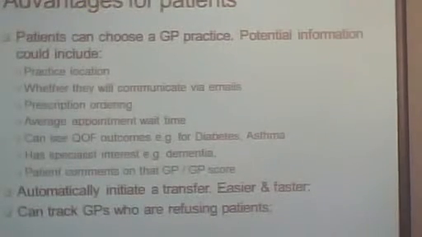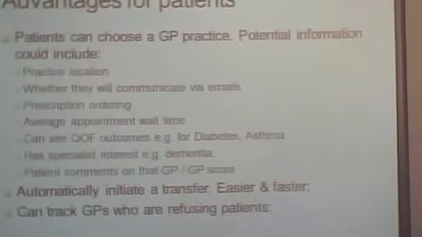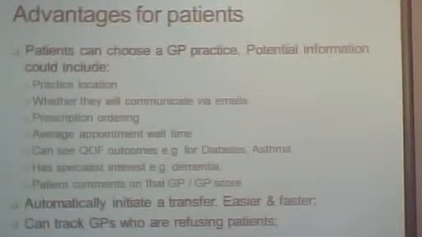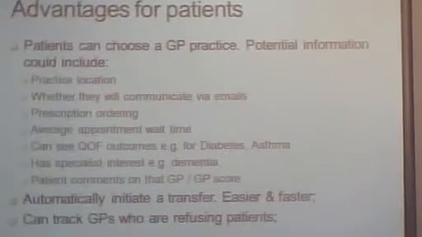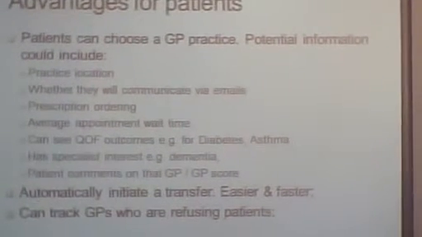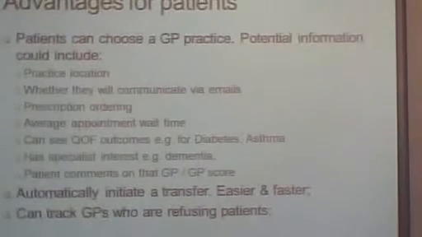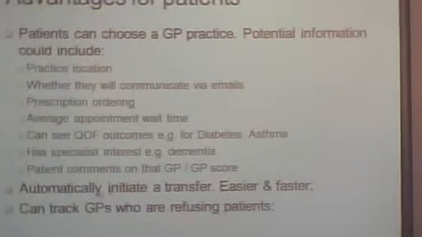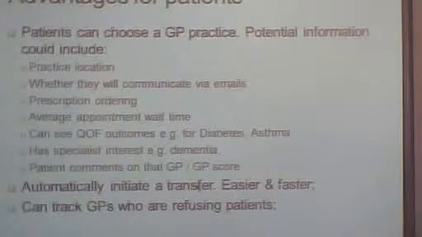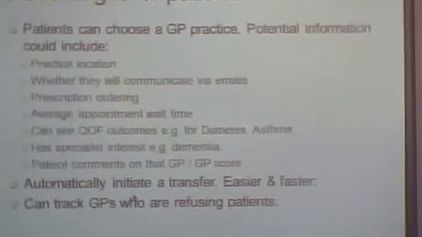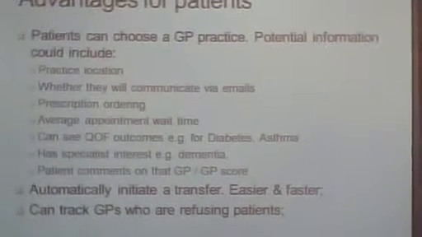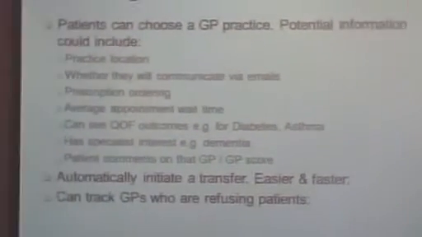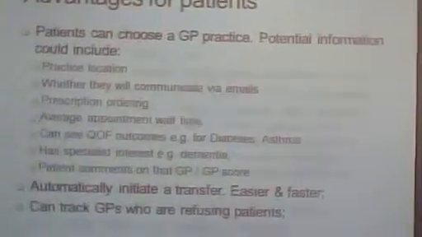But that's got loads of information about specialisms and how the practice is doing in relation to things like diabetes and other conditions. Whether or not the GP has got a specialist interest, and also any patient comments. A lot of this information is taken from the NHS Choices website, and of course the patient can automatically initiate the transfer, and you can also do things like track GPs who are refusing patients. We've had a conversation today about GPs refusing certain patients, and so it really helps stop cherry picking of patients and that kind of thing.